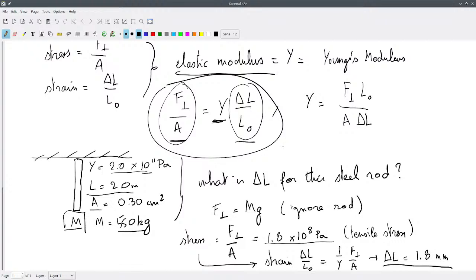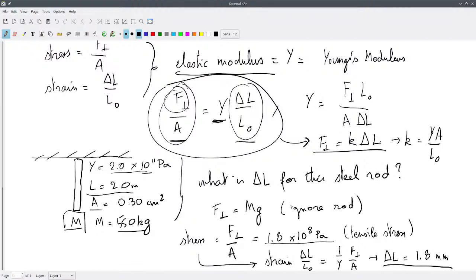Notice, by the way, that this is very similar to our spring equation, right? Where we had F is K times delta X, Hooke's law. Except now we have F is Y times delta L with some other constants thrown in. So we could actually calculate what K has to be. And K will have to be Y A over L0. If we use that K, then F perpendicular will be K times delta L.